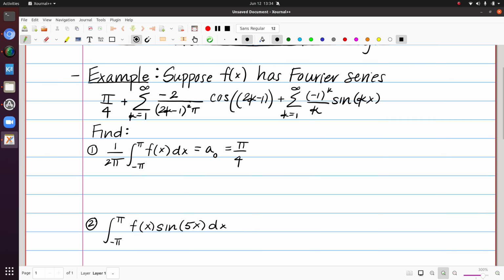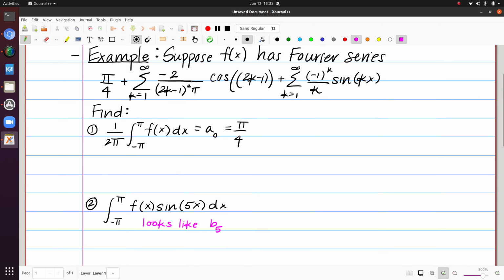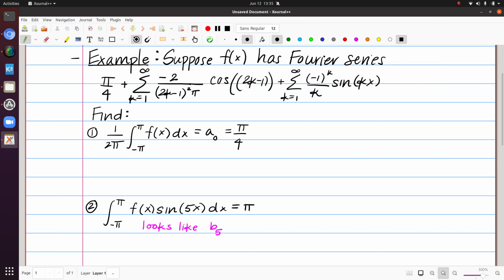If instead we were asked for the integral from minus pi to pi of f of x sine of 5x, what I would note here is that this looks like a b coefficient because of sine, and in particular b5 because of the 5x. Now, it's not exactly equal to b5 because b5 should have a 1 over pi out front. So if b5 is equal to 1 over pi, the integral from minus pi to pi of f of x sine 5x, notice that this means that pi times b5 would be just the integral without the multiplier. This looks like b5, but it's missing the 1 over pi, so it must be b5 scaled by pi. So this is pi times b5.